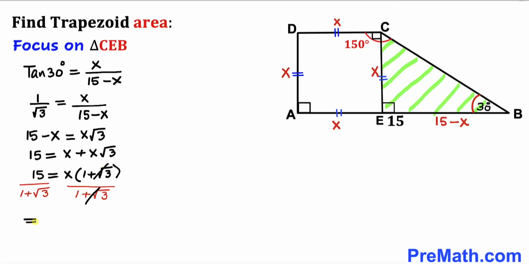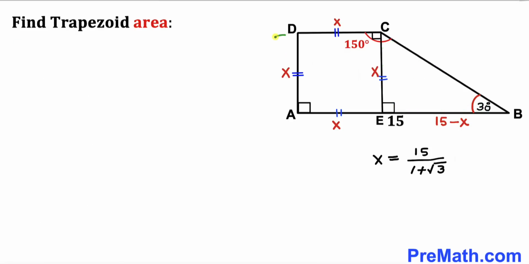So our X value turns out to be 15 divided by 1 plus square root of 3. So we can see that this height X is going to be 15 divided by 1 plus square root of 3.